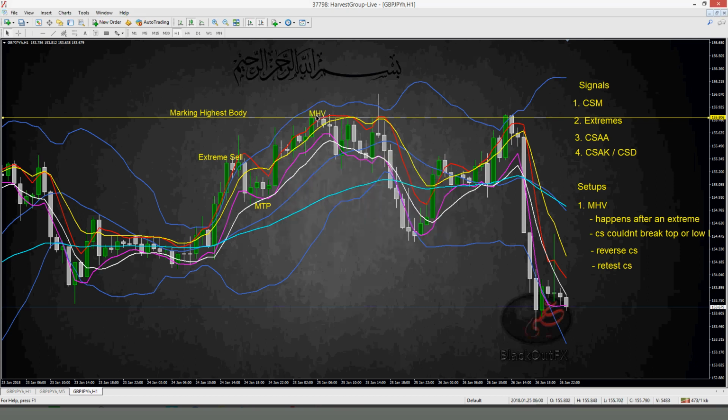So now we have a much higher MHB over here because we have a candle that couldn't break the top BB, we have a reverse, and then we have a series of retests. Finally we have a candlestick direction. Then you have a CSM.